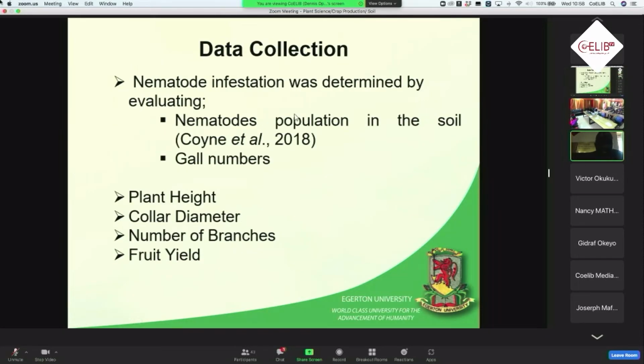Data was collected on nematode infestation, whereby the nematode population was determined in the soil; we took 100 cubic centimeters of soil and determined the number of nematodes. The other one was the number of root galls on the tomato roots, and data was also collected on other variables like plant height, collar diameter, number of branches, and the fruit yield.